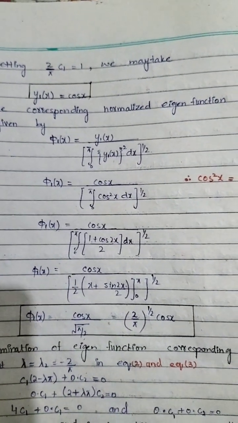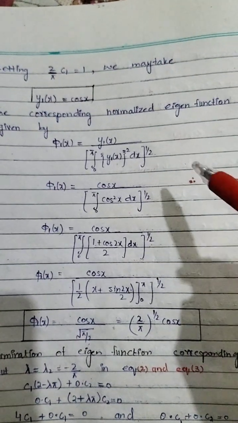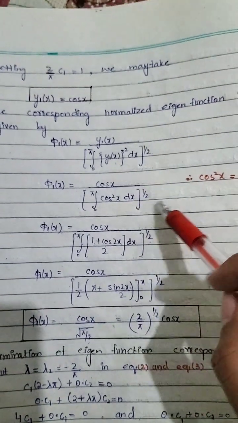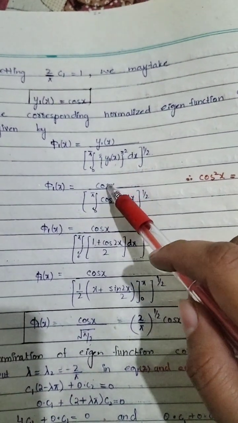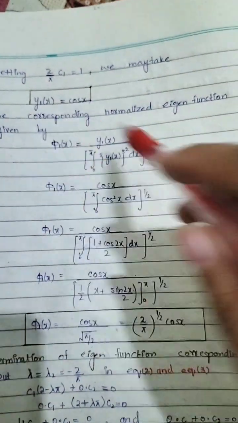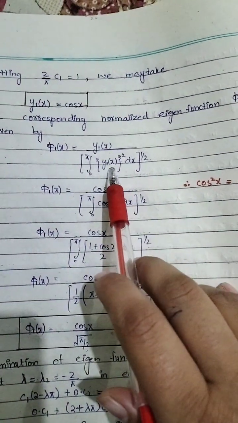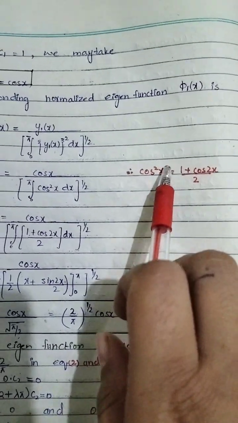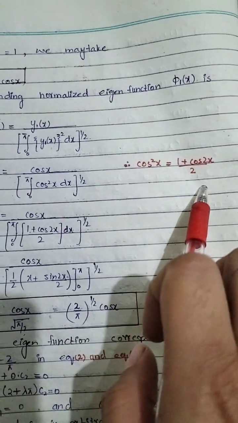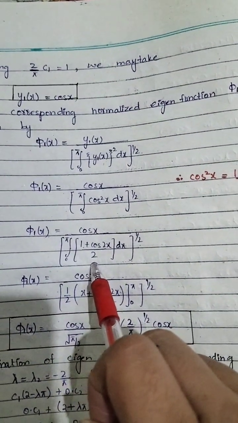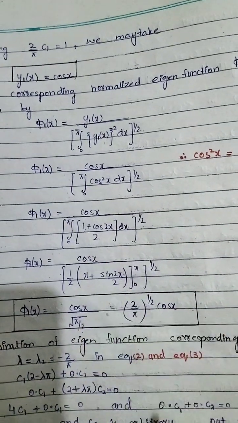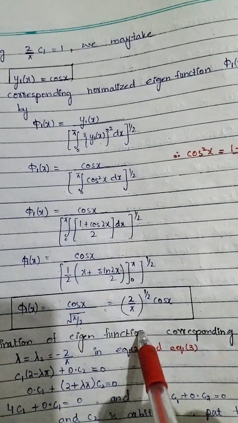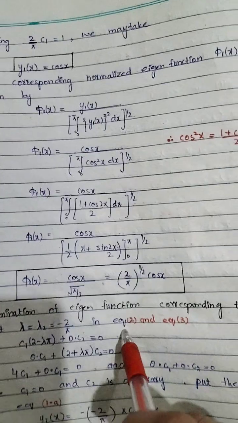Phi 1 of x is equal to y1 of x divided by the whole square root of the integral from 0 to pi of y1 of x squared dx. Putting in the value of y1 of x, which is cos x, we find cos squared x, and we know by using trigonometric identities that cos squared x is equal to (1 plus cos 2x) divided by 2. Putting this value in the formula of phi 1 of x, we solve this integral. After solving this integral, we get the answer: root of 2 by pi times cos x.